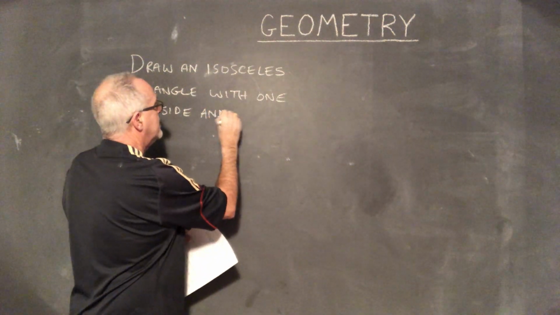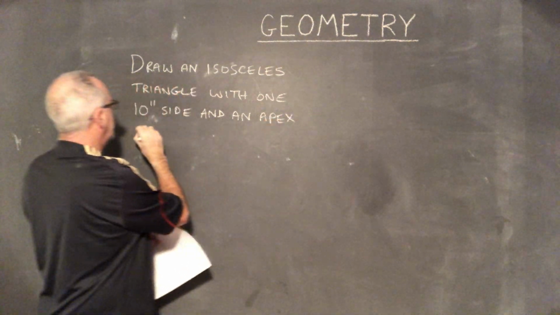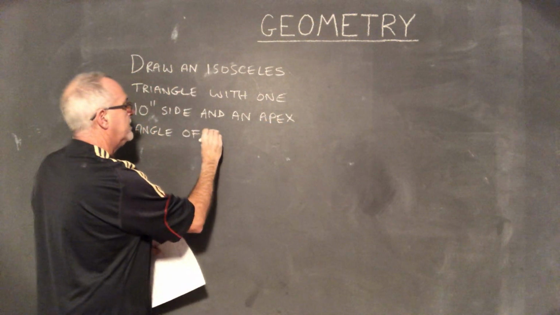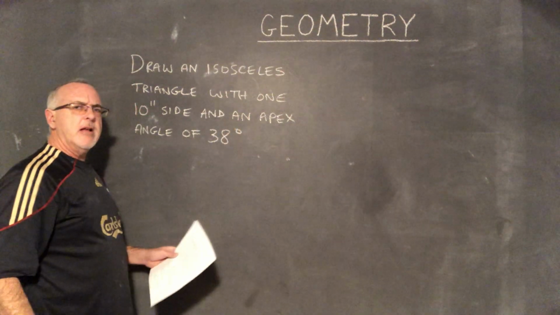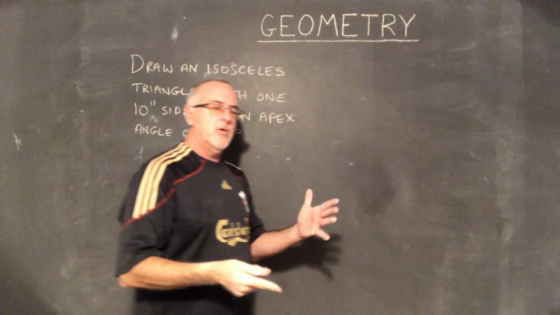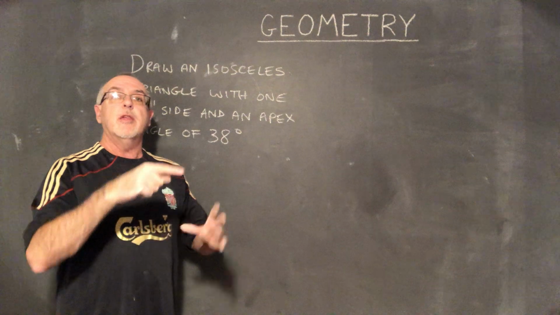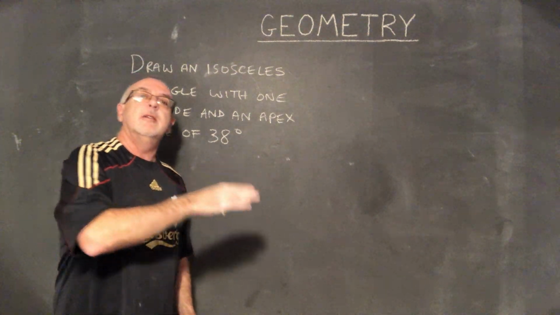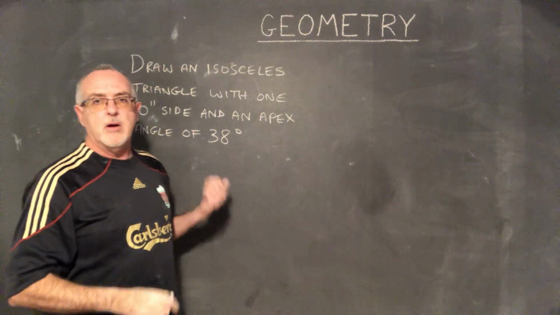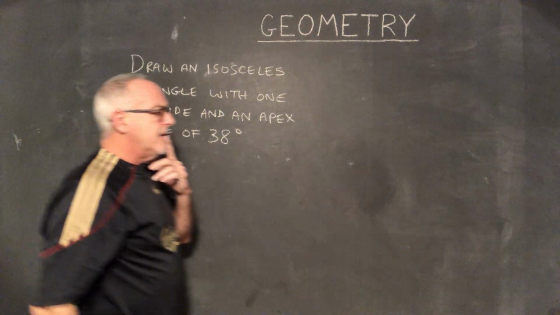And an apex angle of 38 degrees. Apex angle matters in isosceles because there are three angles in the triangle, and in an isosceles triangle, two of them are the same size as each other. The third one, the one that's not necessarily the same size as either of the other two, is the one that we call the apex angle. So you'd think this is very specific. Let's see now.